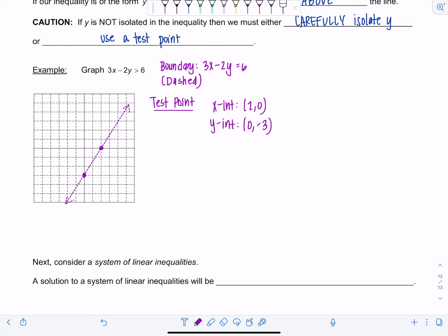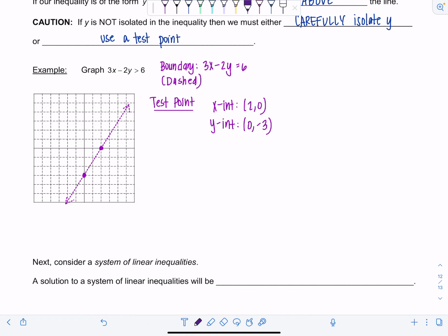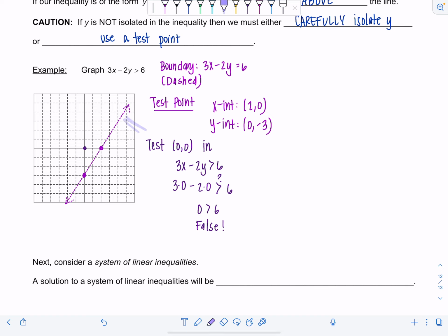Okay, and then this method, I said we were going to use a test point. Can I test with 0, 0? Yes, I believe I can. Okay, so let's test 0, 0. In the original inequality, 3x minus 2y is greater than 6. So is 3 times 0 minus 2 times 0 greater than 6? No way, right? 0 is not greater than 6. That's false. So that means 0, 0, which is over here, is not part of the solution set. No, no, no. So we're going to shade the other side. And voila, that's it.